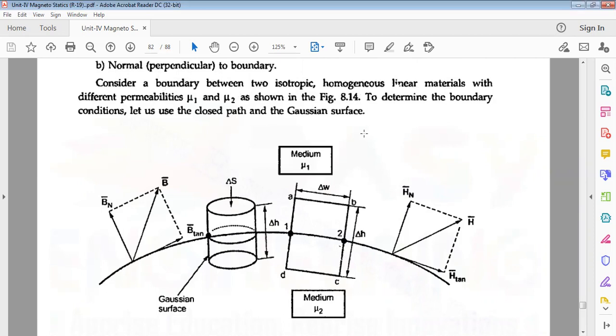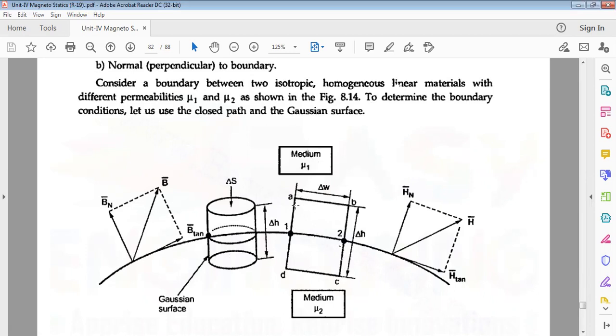Consider a boundary between two isotropic homogeneous linear materials with different permeabilities, mu1 and mu2, as shown in the figure. Above the boundary line is mu1, and below the line is mu2. To determine the boundary condition, let us use the closed path, to find the tangential component of the magnetic field.